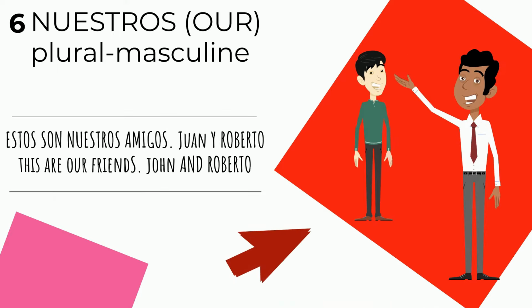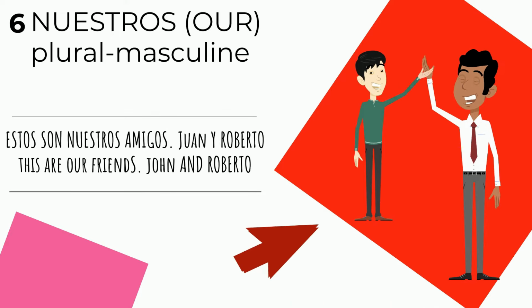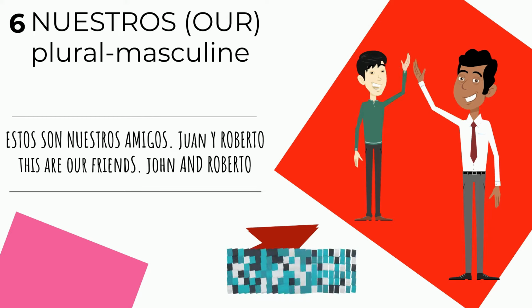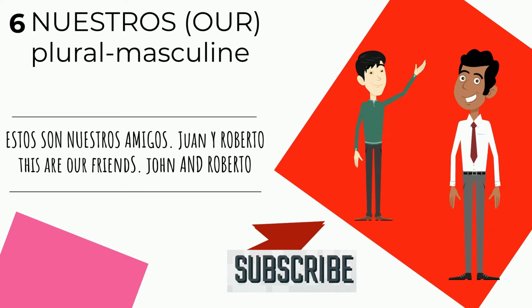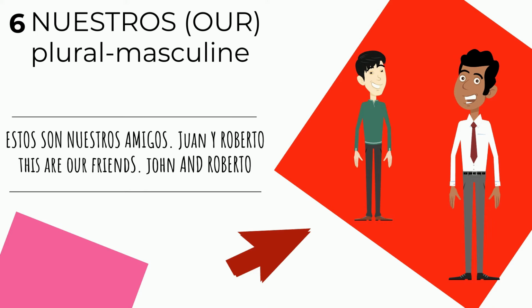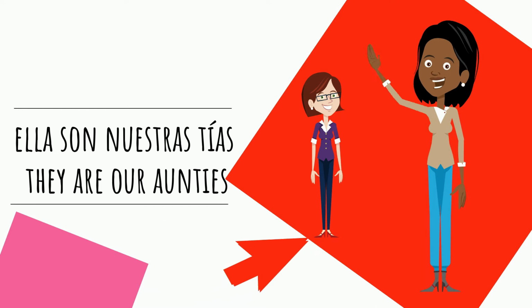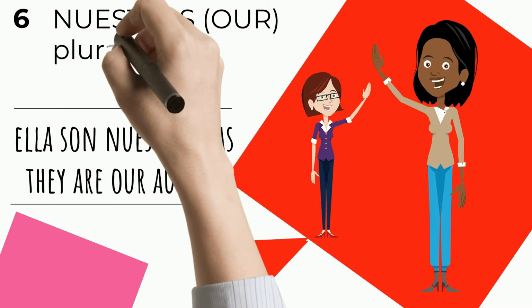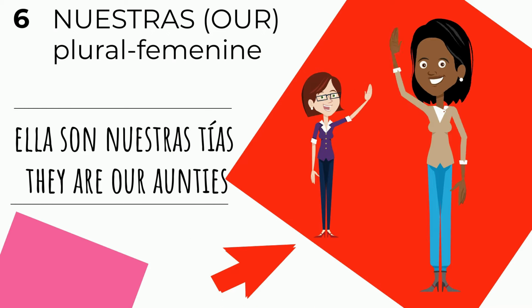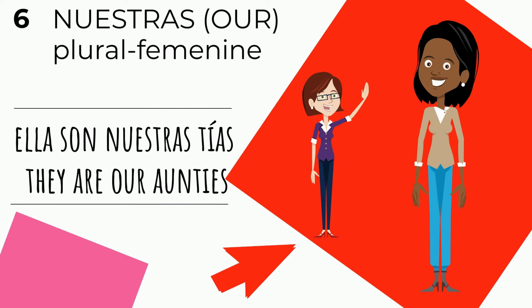Número 6. Nuestros, our, plural, masculine. Estos son nuestros amigos, Juan y Roberto. These are our friends, John and Roberto. Now, let's move on to the next example. Siguiente ejemplo. Now, we got two aunties in here. So, número 6, nuestras, our, plural, feminine. Ellas son nuestras tías. They are our aunties.